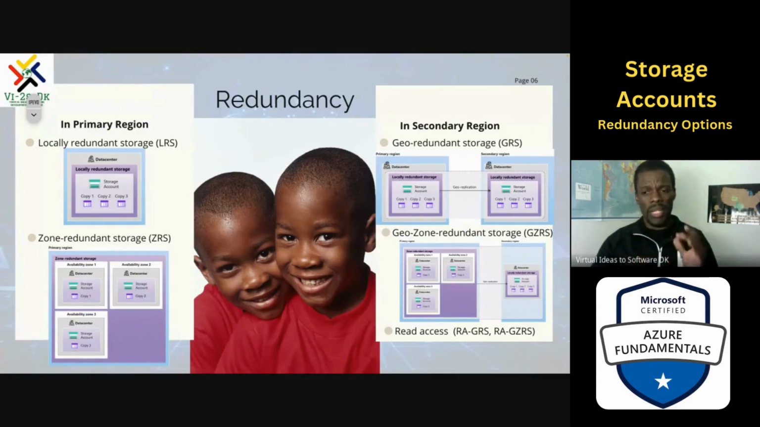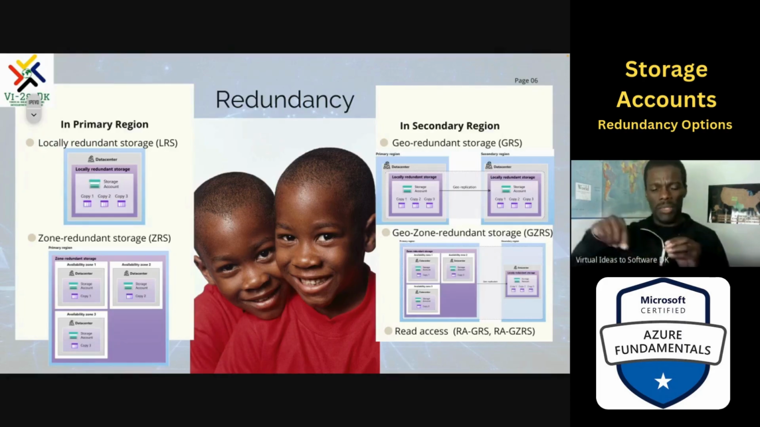So in that case, you have LRS, which is locally redundant storage. You have multiple servers that have a copy of your data. That's just for local redundancy. But if you want it to be redundant across availability zones, then you have what is known as ZRS.